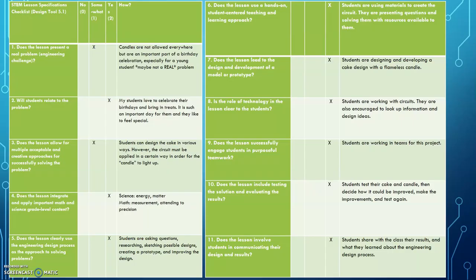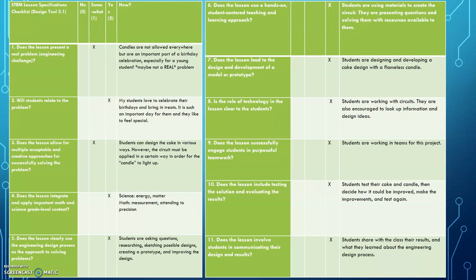Here is my lesson specification checklist. You can pause this, read over it. For time's sake, I'm just going to go over my somewhats. Does it present a real problem? Well, candles are not allowed anywhere, and for a 6, 7, 8-year-old, this is a real problem for them wanting to have a candle on their cake, but it might not be a real world problem, but to them, it's a pretty big problem.